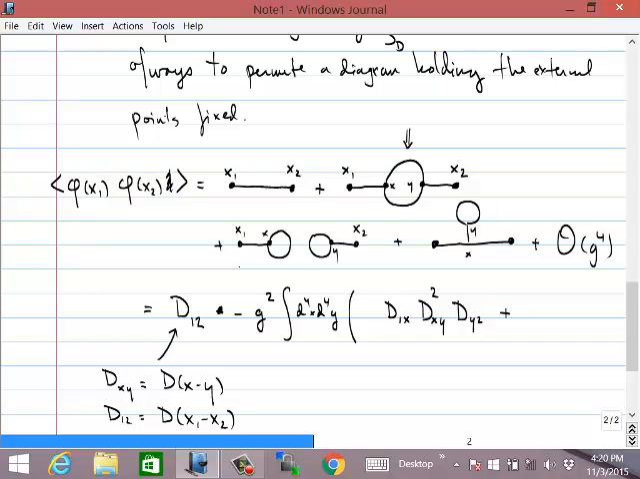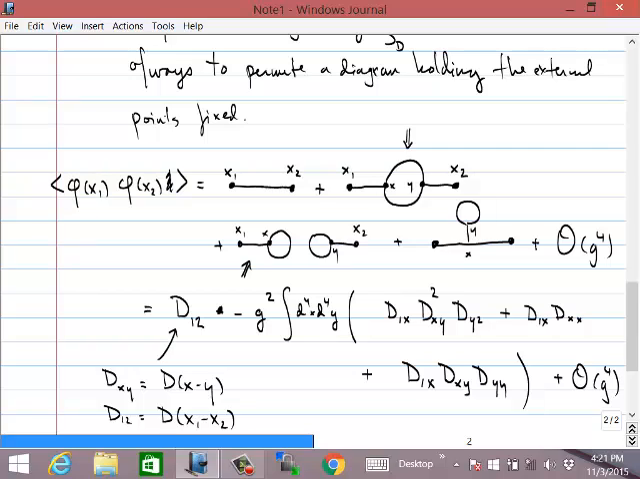The second diagram, this one over here, what do you get? You get a propagator that goes from point x1 to the point x, and then another propagator that goes from x to itself. And finally, for the third diagram, you get a propagator that goes from x1 to the internal vertex x, a propagator that goes from the internal vertex x to the internal vertex y, and then a Dyy, plus contributions that are higher order in the coupling.